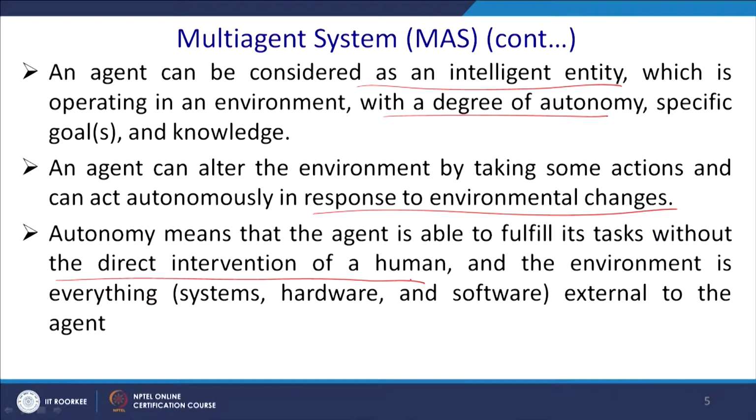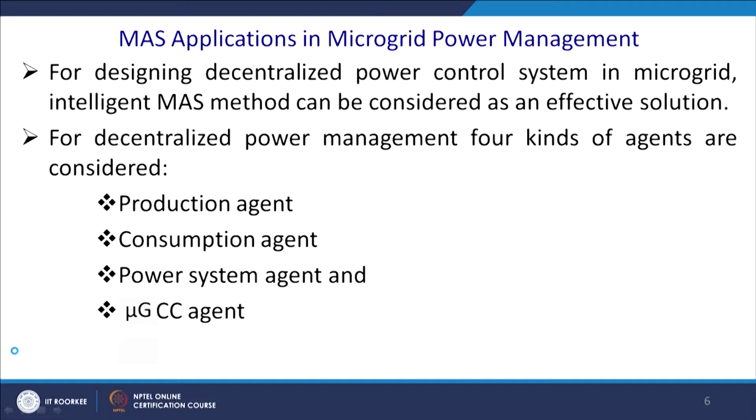So, you do not have direct human intervention and smartly it can implement the control, and the environment is everything, the system, hardware, software external to the agent. So, that is something we have in a multi-agent system. And so, MAS application in the microgrid power management, this is one of the very important topics to understand.